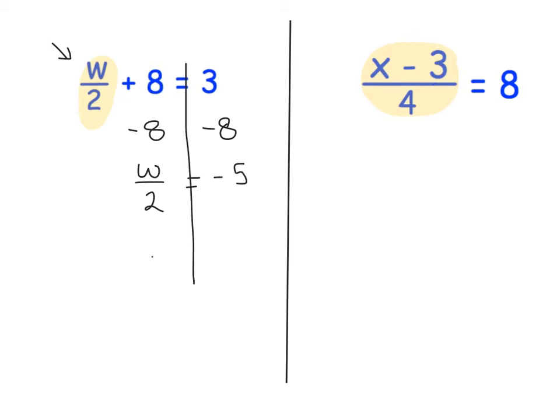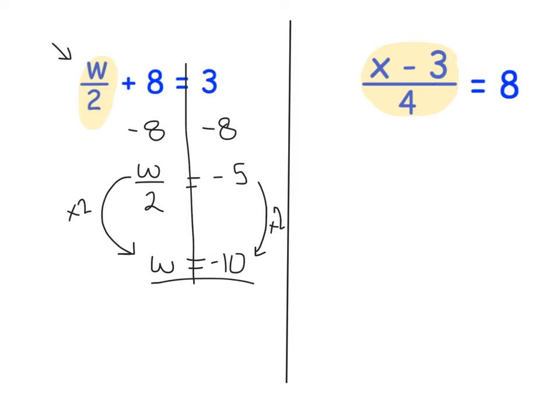Now I want to end up with just w. So this is w divided by 2. I need to do the opposite. I need to use my inverse operations to get rid of that 2. So instead of dividing by 2, I'm going to be timesing by 2 on that side. I need to times by 2 on this side. And so that's negative 5 times 2 is negative 10. So w equals negative 10.